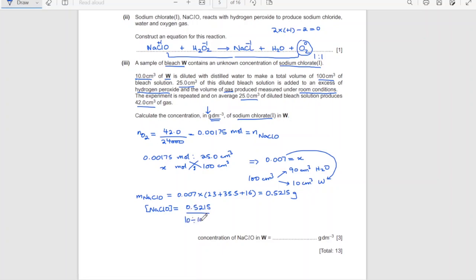Remember to convert this into cubic decimeters. And then the answer turns out to be 52.15. We can round this up to 52.2. The reason is that in the question, you may have noticed that in the 10.0, 100, the 25.0, and the 42.0, you have been given 3 significant figures in all the values that you've used. So the final answer should also be to 3 significant figures. So we will write this as 52.2 grams per cubic decimeter as the final answer.